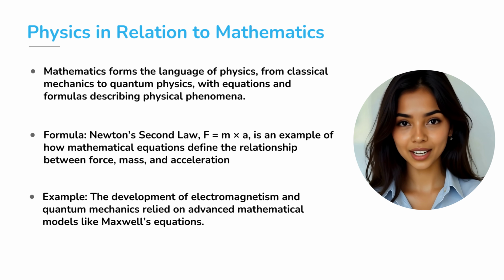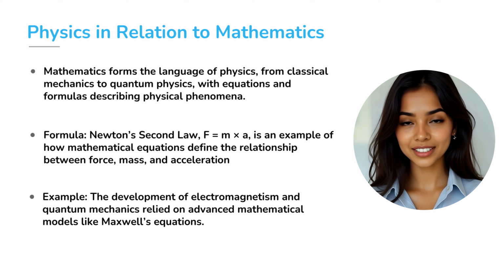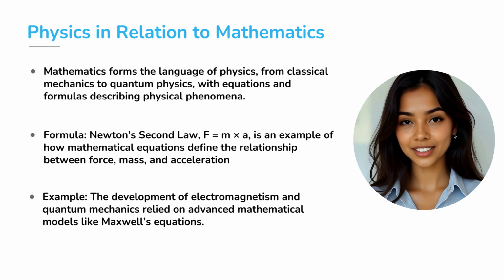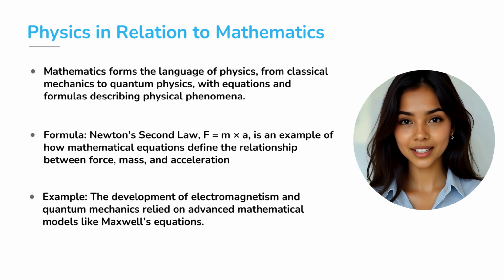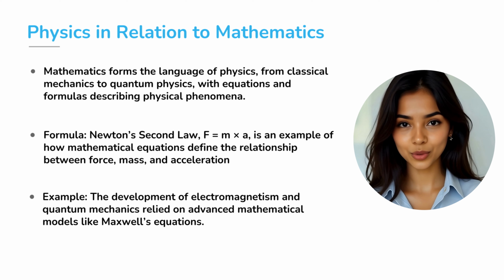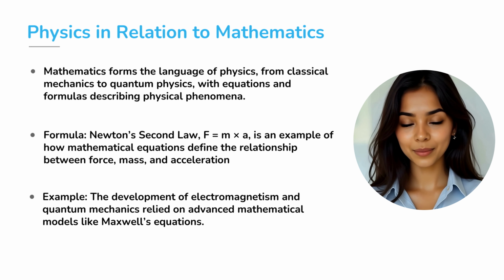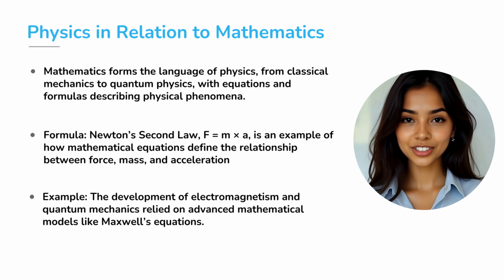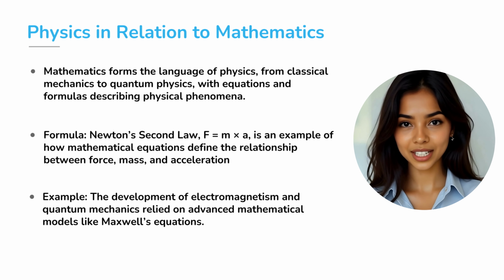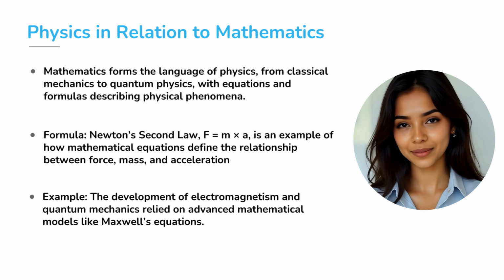F is equal to m times a, where F is the force in newtons, m is the mass in kilograms, and a is the acceleration in meters per second squared. Mathematics doesn't just describe physical systems, it predicts them. The beauty of physics is that it's all based on mathematical relationships that govern how things move and interact. Example, electromagnetic theory, which describes how electric and magnetic fields interact, was formulated with complex mathematical equations that changed the way we understand energy and light.